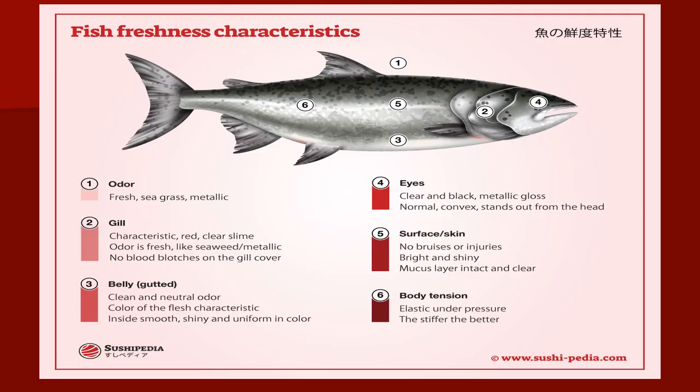The eyes, number 4, will be clear with a black metallic gloss, normal, convex, standing out, bulging out from the head. The fifth is the surface or the skin. There will be no bruises or injuries, it will be bright and shiny, and a slimy mucus layer will be there on the surface. And the last one is the body tension, that is the firmness. It will be elastic under pressure, and the stiffer the better.